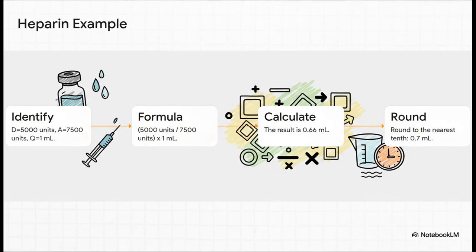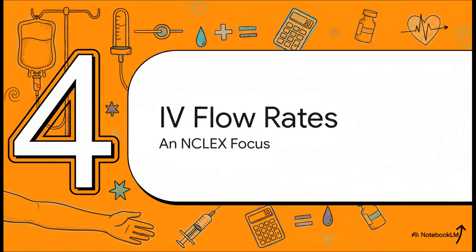The order is for 5,000 units of heparin. You look at the vial, and it says you have 7,500 units per ml. So what we desire is 5,000, what's available is 7,500, and the quantity is 1 ml. We just plug those numbers into the formula. 5,000 divided by 7,500, then multiply by 1. Your calculator will say 0.666 repeating, so we just round that to the nearest tenth, which gives us 0.7 ml. Done!